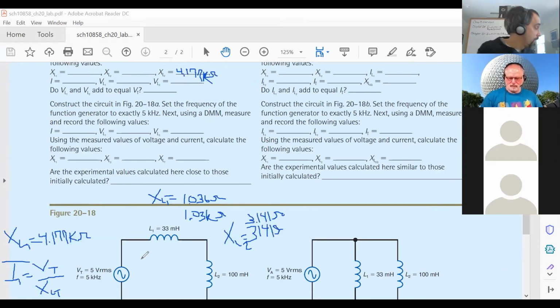What did you guys get for I total? 1.2 milliamps. Everybody agree? Jeff, do you agree? Yes. What do you get for I total? It's voltage total over what? Voltage total over XL total. So you take 5 volts all over 4177. Okay.